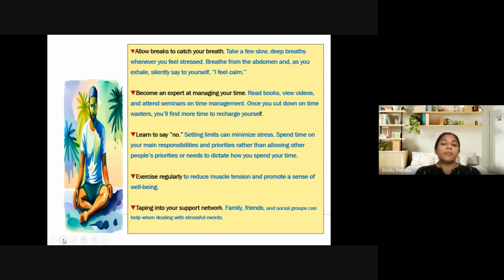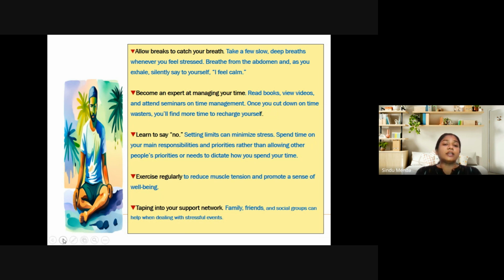Next one is become an expert at managing your time. When you are giving priorities to yourself, like reading books, viewing videos, and attending seminars on time management, once you cut down on time wasters, you will find more time to recharge yourself. When you do not recharge yourself with time, you cannot become an expert in managing your time. So this is called become an expert at managing your time.